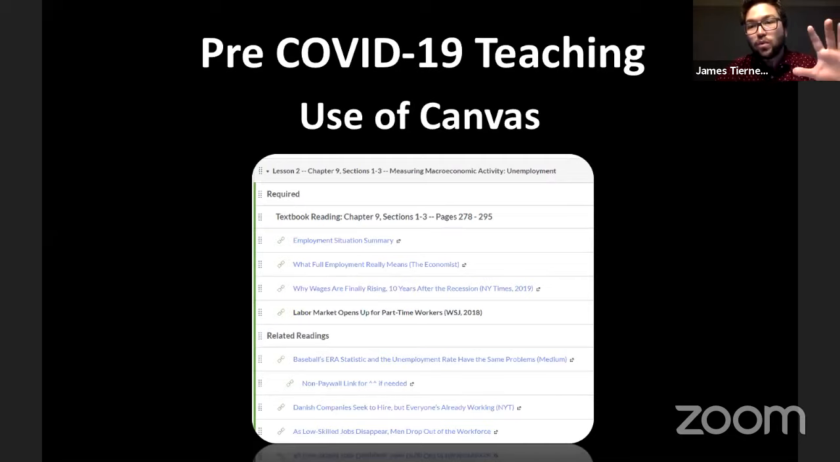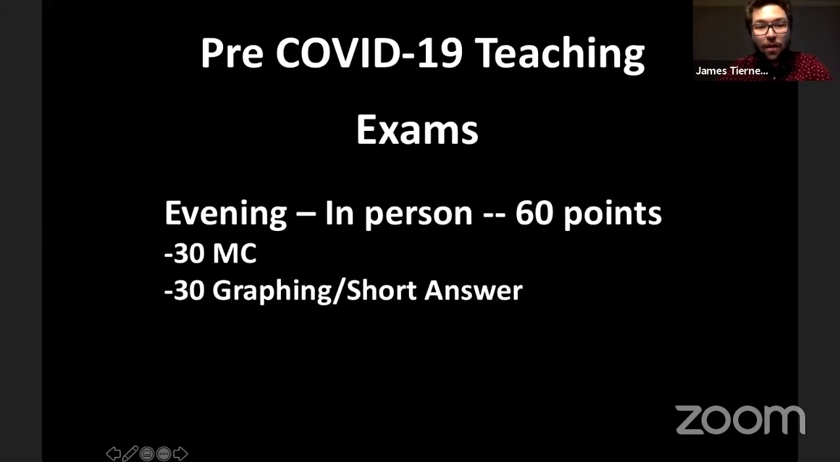So my Canvas was really bare bones before we went to emergency teaching. Now let's go ahead and, for the last minute, talk about what we did. Oh, and beforehand it was really straightforward for my exams: 30 multiple choice, 30 graphing, and short answers.